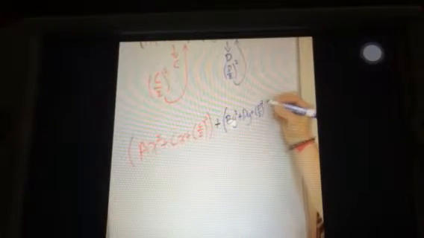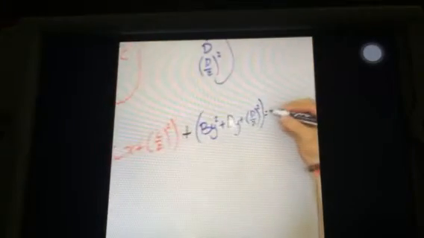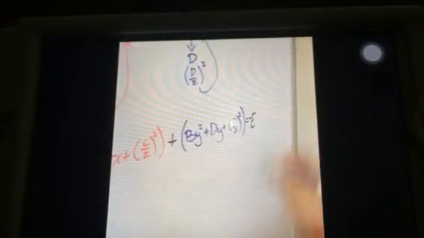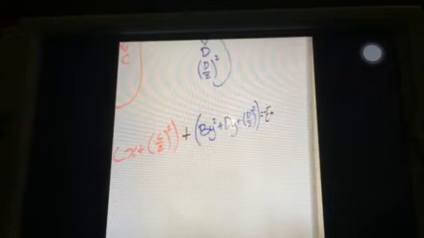Remember that whenever you want to do something to one side of an equation, you must do the same to the other. So in this case, the c and the d values that were just added must be added to the other side.